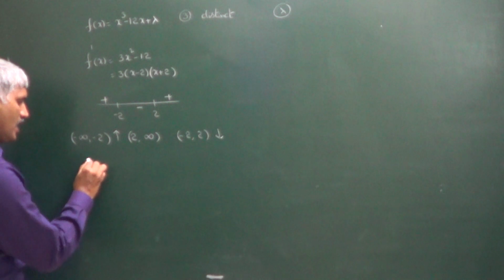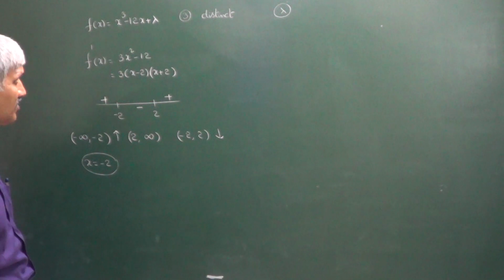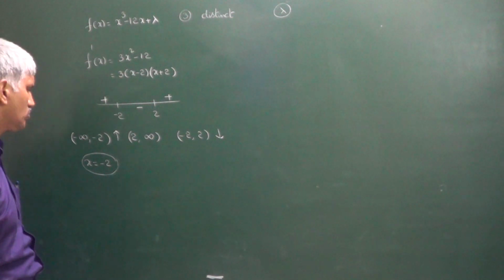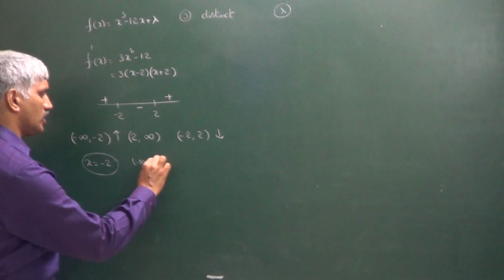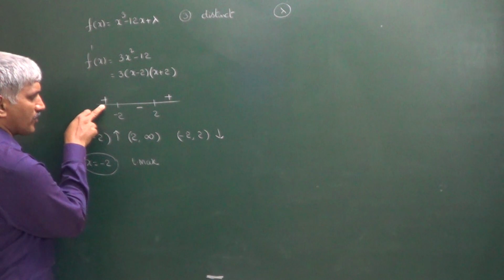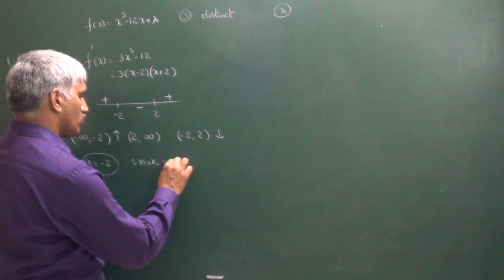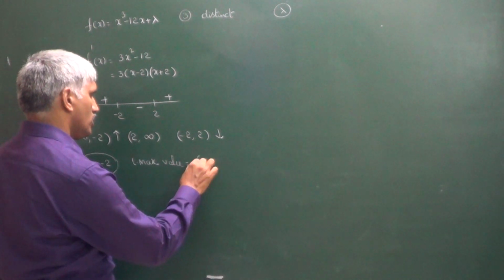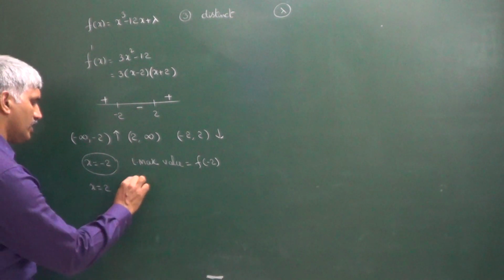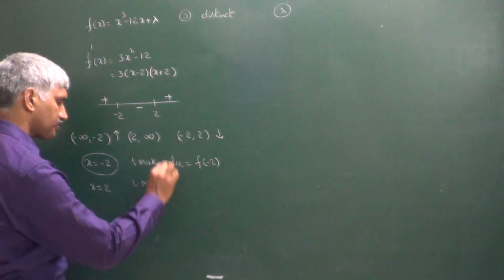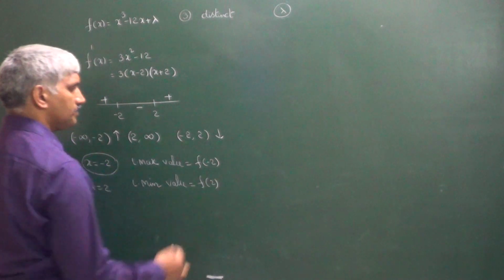That is the information. At x equals minus 2, we have a local maxima, because he is asking about distinct real roots, no doubt. At x equals minus 2, we have a local maximum value, because f dash of x changes its sign from positive to negative. That local maximum value is equal to f of minus 2. At the same time, at x equals 2, we have a local minima, right? That local minimum value is equal to f of 2, right?